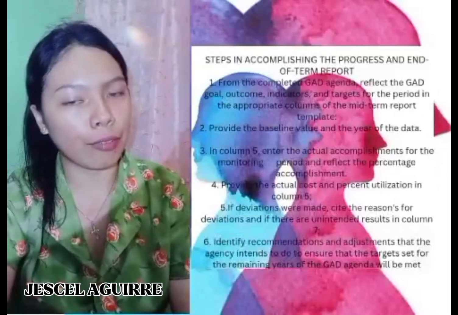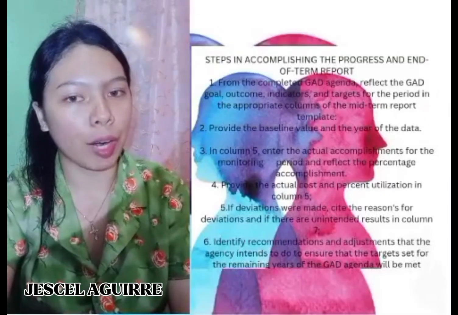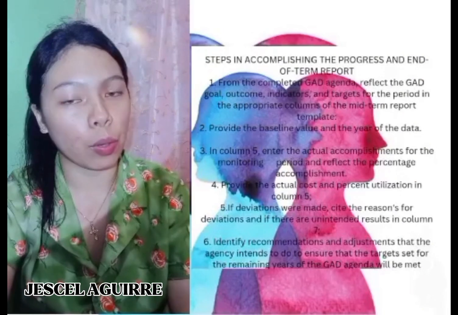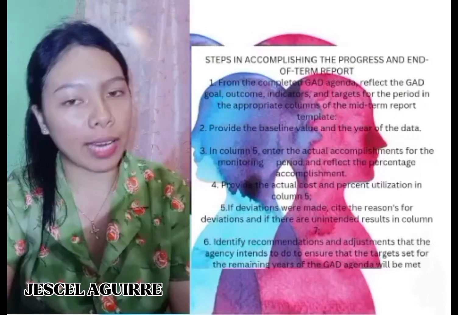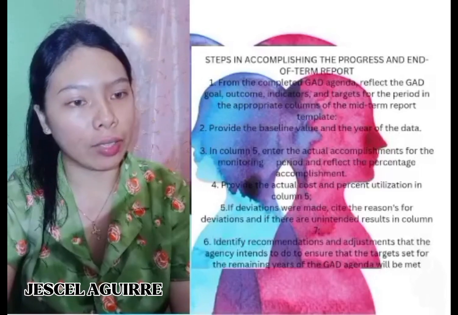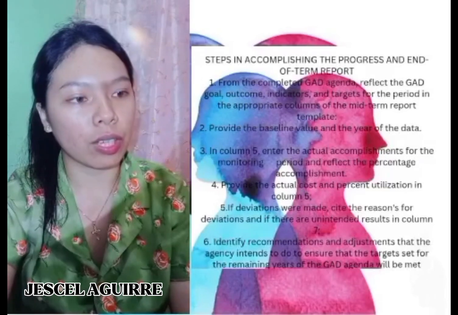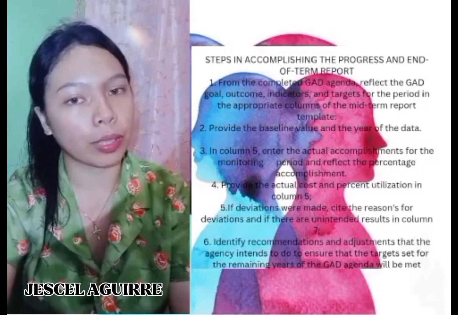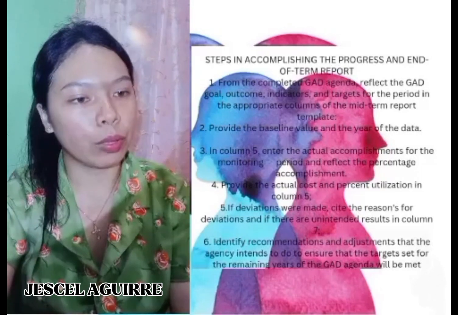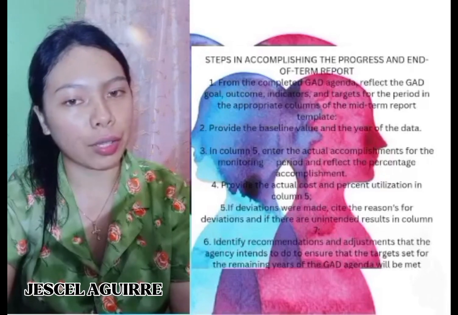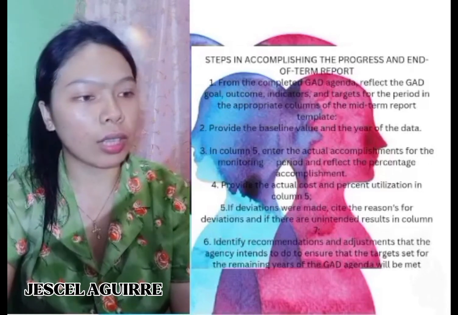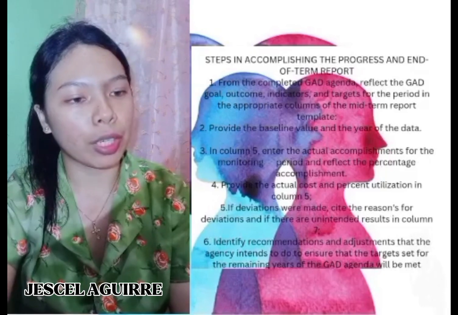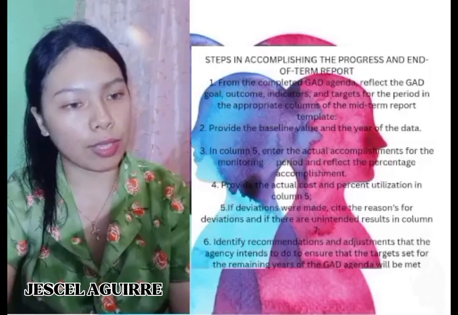So, good morning everyone. Next are the steps in accomplishing progress and end-of-term reports, known as progress reports. First, or number 1, from the completed GAD agenda, reflect the GAD goal, outcome, indicators, and targets for the period in the appropriate column of the midterm report template. Second, or number 2, provide baseline value and the year of the data. Third, in column 5, enter the actual accomplishment for the monitoring period and reflect the accomplishment percentage.